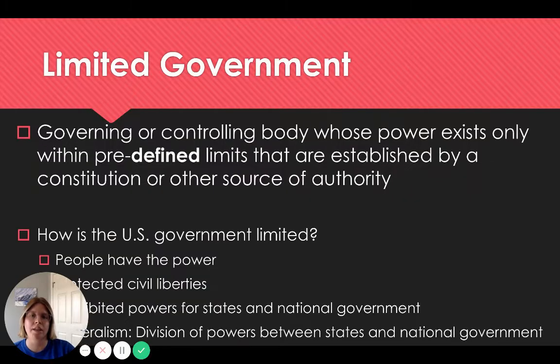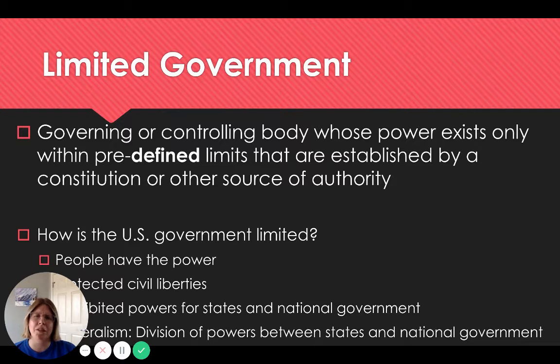I asked students to tell me, how is the US government limited? And they were able to provide responses about things that our government can't do. Limited government just means you put defined limits on what the government can do. In this country, we now have a constitution, and there are specific things in the constitution that say government is allowed to do this, and they're not allowed to do this. So there are definitely limits that we place on government with that constitution.